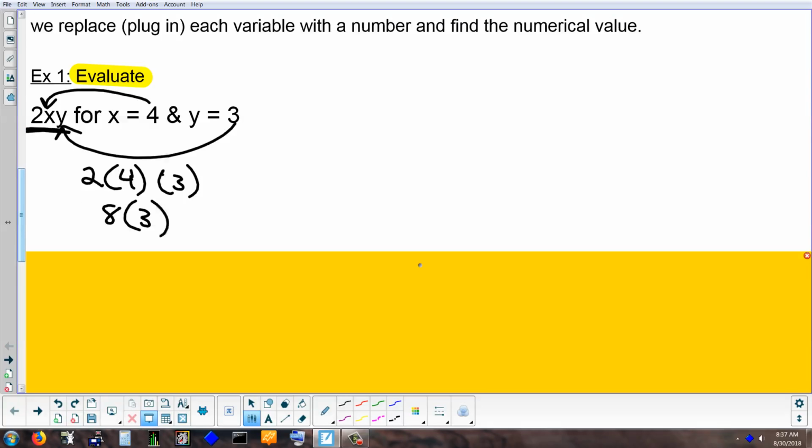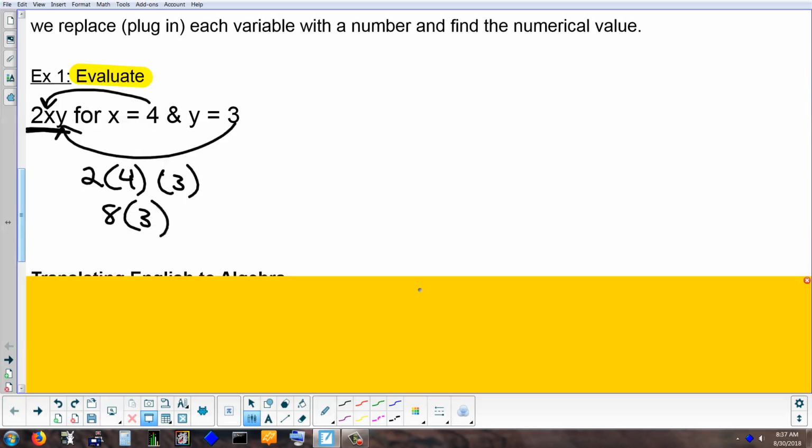So our last step is 8 times 3. And how about, Miguel, what does 8 times 3 give me? 32. That care about 8 times 4. Oh. 24. 24. And that's it. So evaluate means you're going to get a number for an answer.